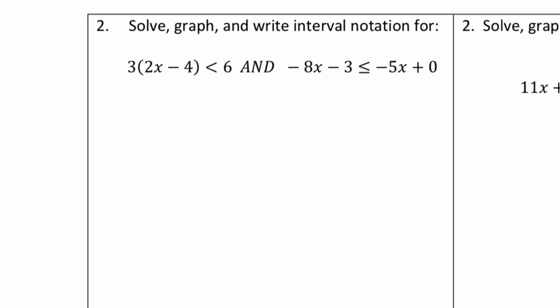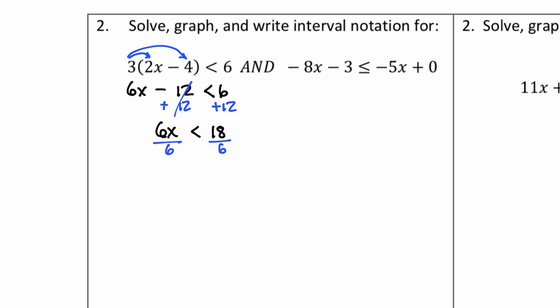So first side, we're going to distribute here and here. So we get 6x minus 12 is less than 6. I'm going to get the extras over on the other side. So it leaves me my x term, and then divide by the coefficient, and we get x is less than 3.